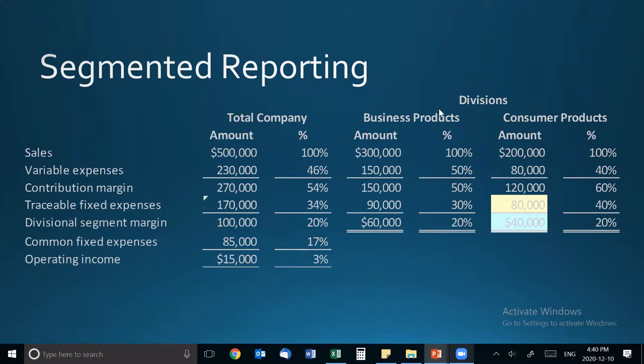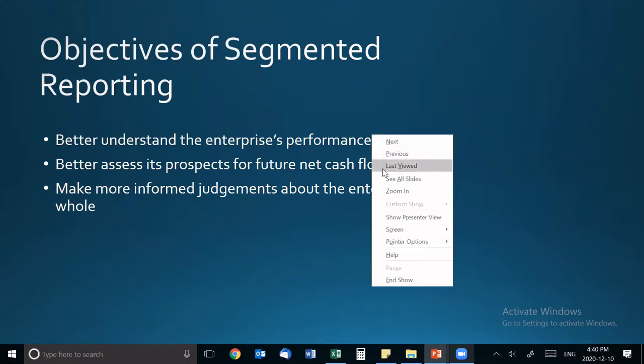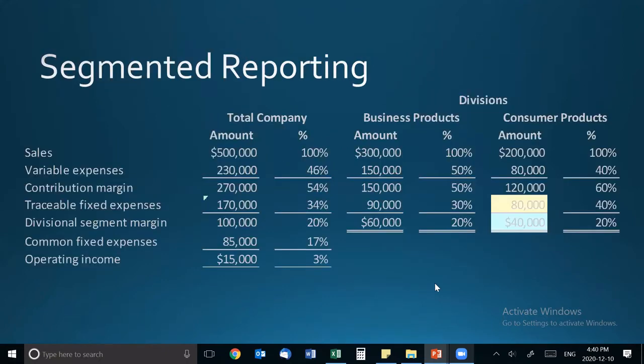This could be based on the different types of products. It can be based on the different regions, so you can have Canadian operations and American operations. It could be based on different manufacturing divisions, so you can set it up in different areas. Okay, so what happens here is your sales amounts, variable expenses, and contribution margin get split up between the divisions, and any traceable fixed costs, so any fixed costs that you can relate to the business product division or the consumer product division, will be separated.